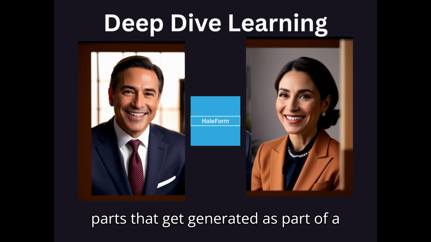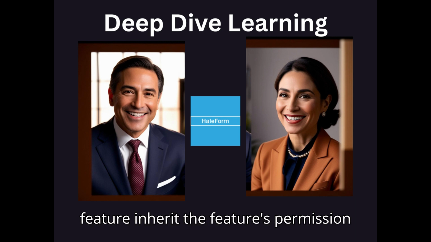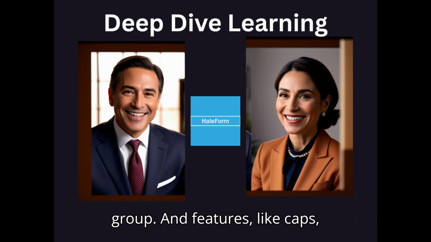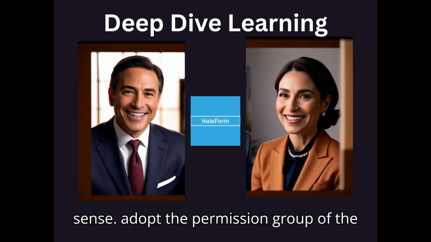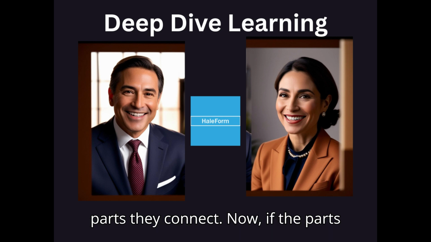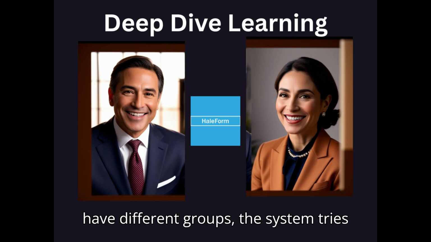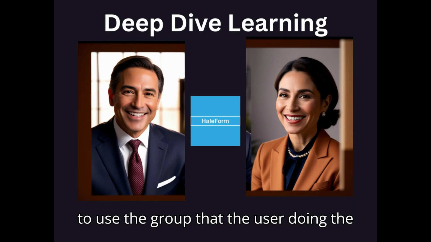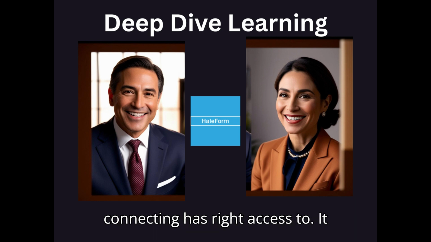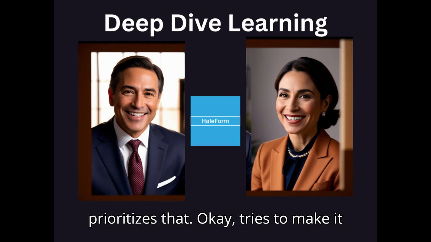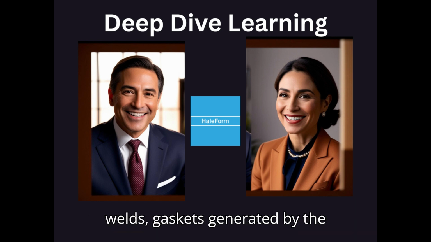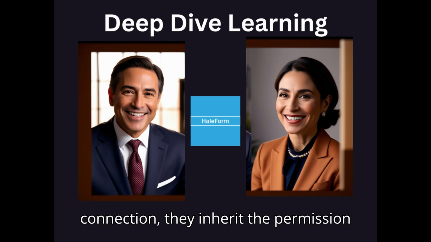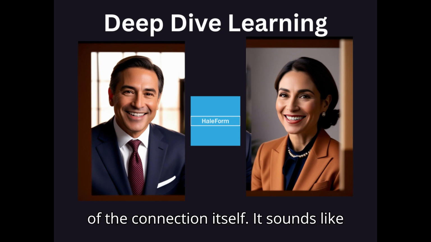Well, parts that get generated as part of a feature inherit the feature's permission group. And features, like caps, use the run's permission group. Makes sense. Connections adopt the permission group of the parts they connect. Now, if the parts have different groups, the system tries to use the group that the user doing the connecting has write access to. It prioritizes that. Okay, tries to make it work. And piping connection objects, welds, gaskets generated by the connection, they inherit the permission of the connection itself.